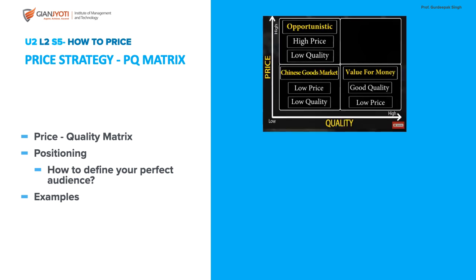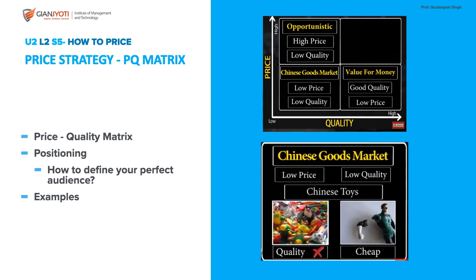So let's talk about the third one, which is the bottom left, the Chinese goods market, where the price is low and the quality is also low. So you know about all the Chinese products, whether these are Diwali lights, Chinese toys. They are cheap, quality is not very good, and again, you don't want it as something which is very durable. For example, for children's toys, children don't want to play with the same toys again and again, so it's a one-time play, so they'll buy it. The quality is poor and the price is low.